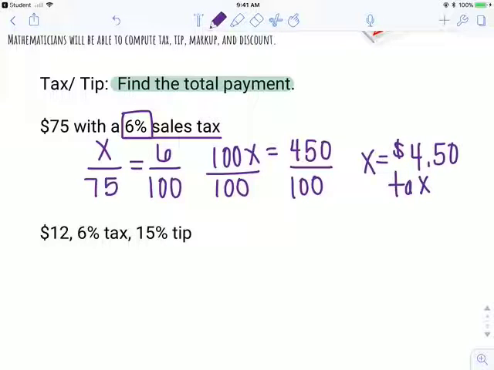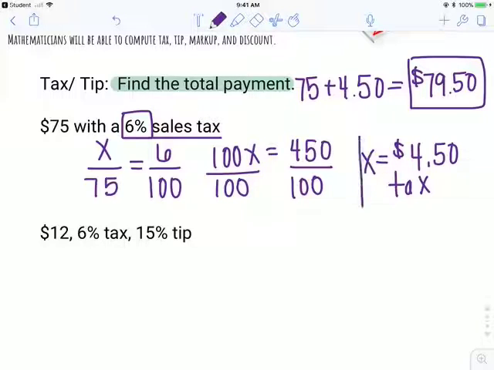but I want the total. So that means I have to take my initial payment plus my tax, and I have to add them together to get my total payment of $79.50. So there's a two-part answer here.